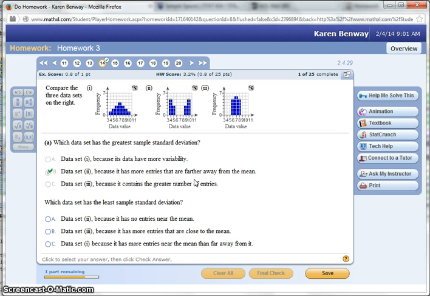Which data set has the least sample standard deviation? This is going to be the one with the data values clustered the closest to the mean. That's data set 3.